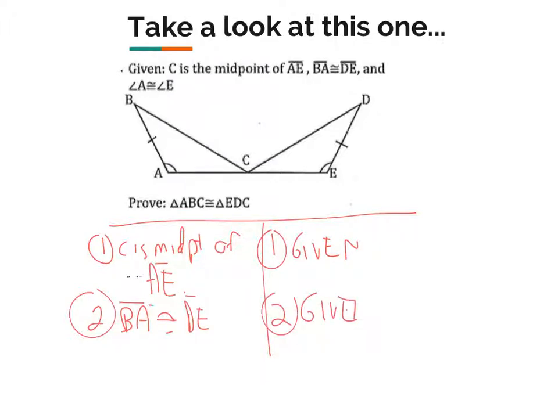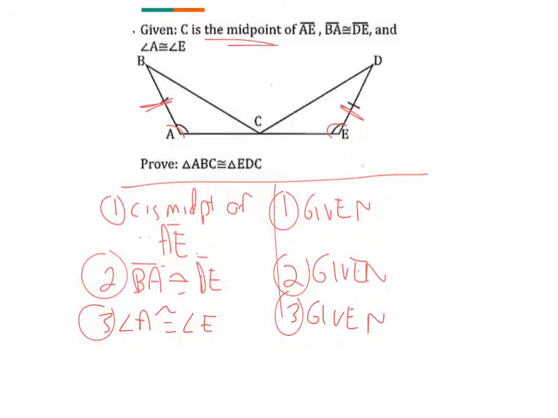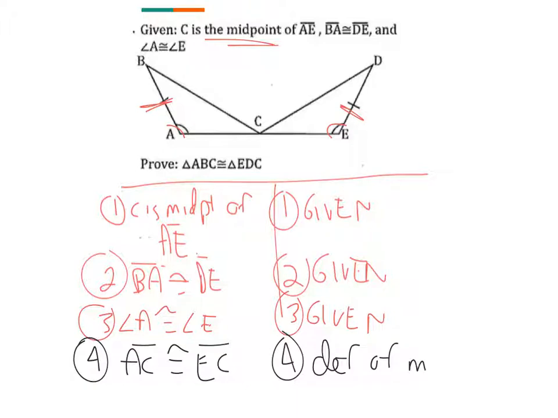They tell you a lot of stuff. And they also tell you angle A is congruent to angle E. So they tell you BA is congruent to DE. What does it mean to be a midpoint? Well, if you're a midpoint, that means you cut something directly in half. So I'm going to say AC is congruent to EC by definition of midpoint.